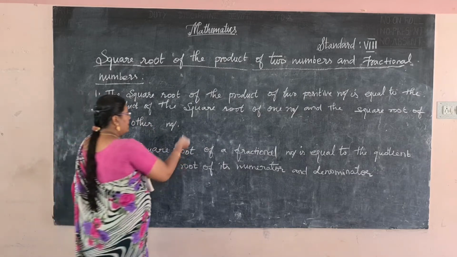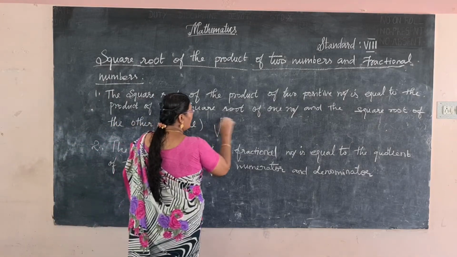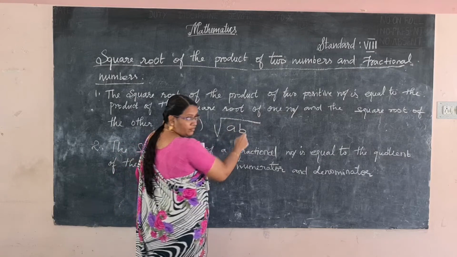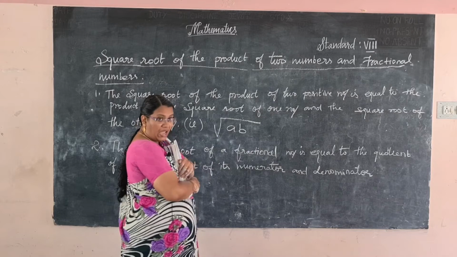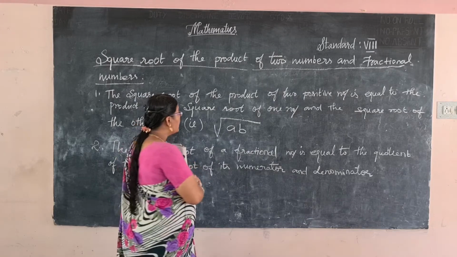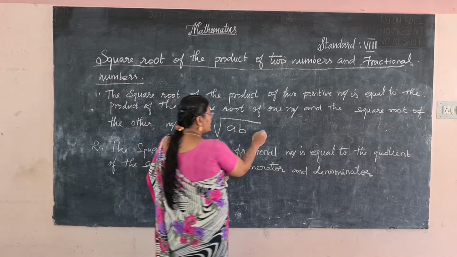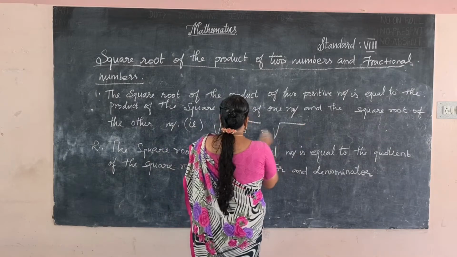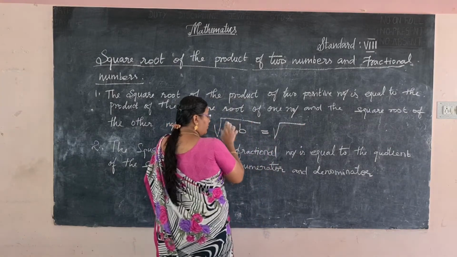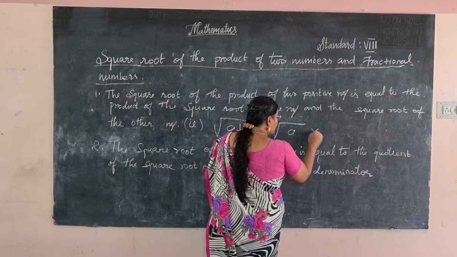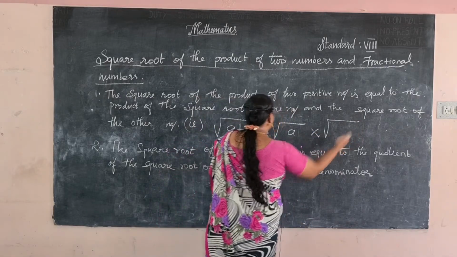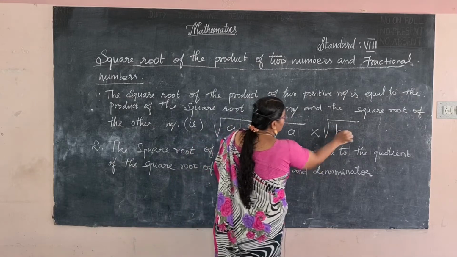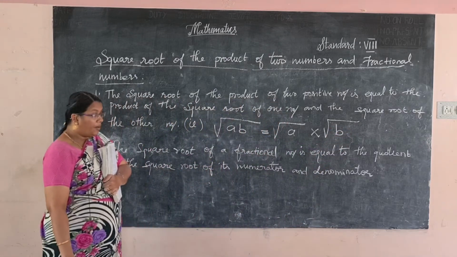That is, the square root of AB. We have considered A and B to be positive numbers. Then the square root of AB is equal to the square root of the first number A times the square root of the other number B.